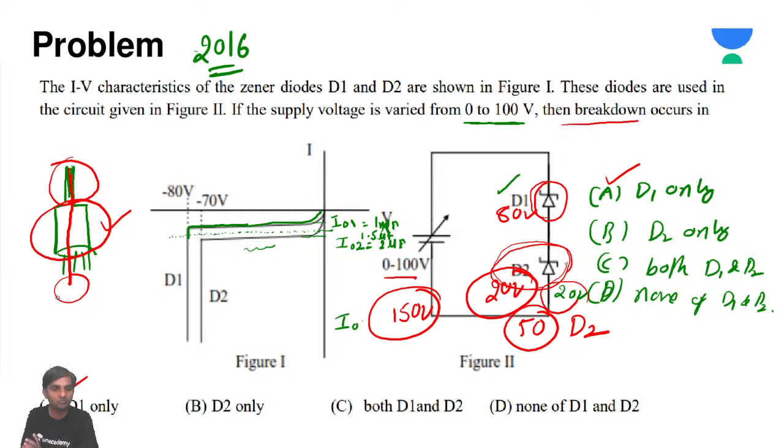This is theory, sir. This is a super question. This is seriously a super question which was asked in 2016. Many students will get confused.